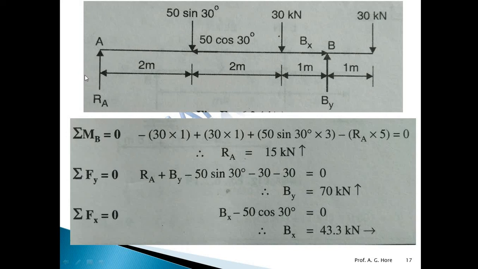Then apply summation Fy: plus Ra minus 50 sin 30 minus 30 plus By minus 30. By calculating, we will get By. Then summation Fx is equal to 0: minus 50 cos 30, because it is towards the left side, and plus Bx because it is towards the right side. So we will get Bx. Again यहाँ पे हम resultant reaction at B भी निकाल सकते हैं.